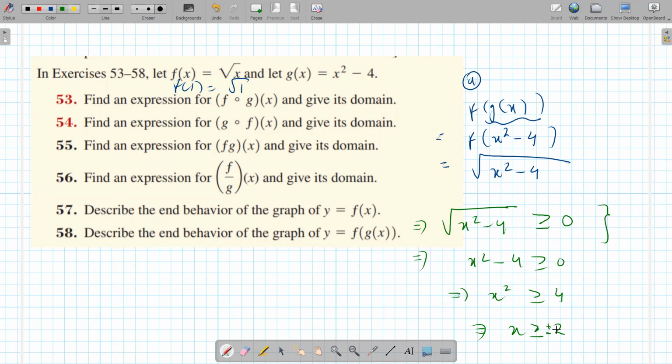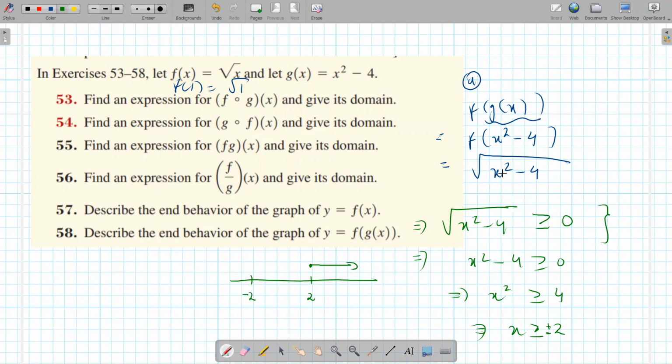Once you have these numbers, can x be 3? Yes, it can. If x is 3, you get 9 minus 4, the square root of 5, which is 2 point something. It's a positive number, it exists. So we're cool with going to the right-hand side of 2. This one is in the domain. When x is exactly 2, you get a 0. That's also in the domain. That's fine.